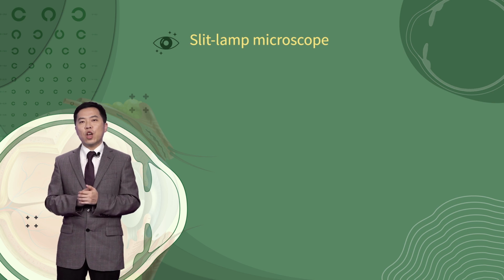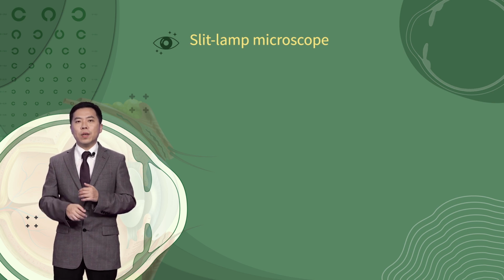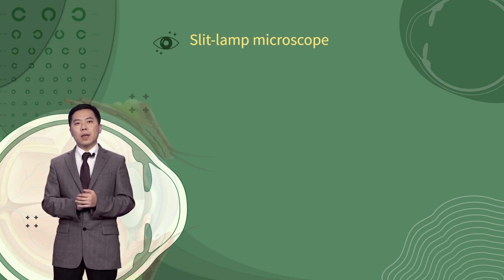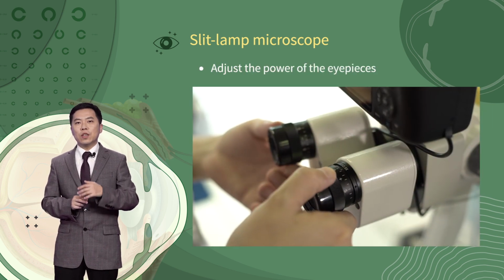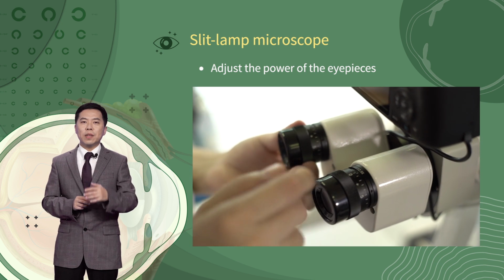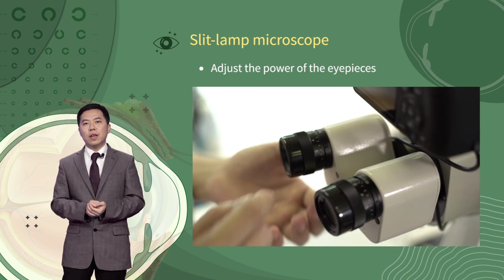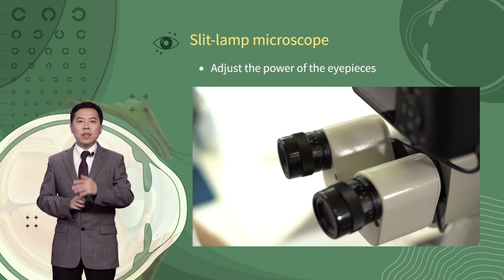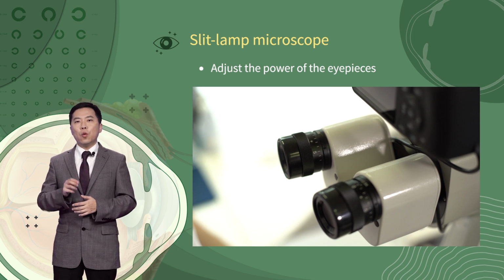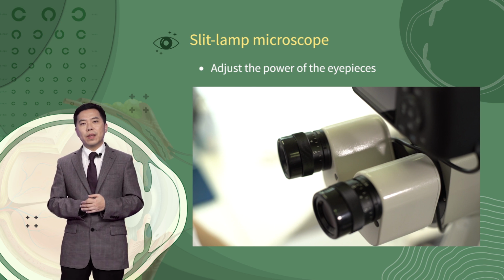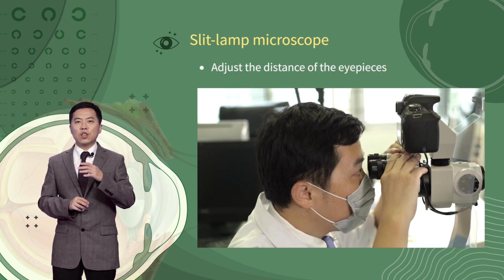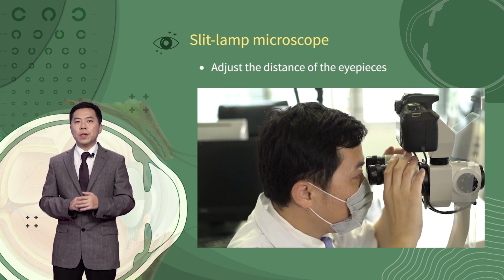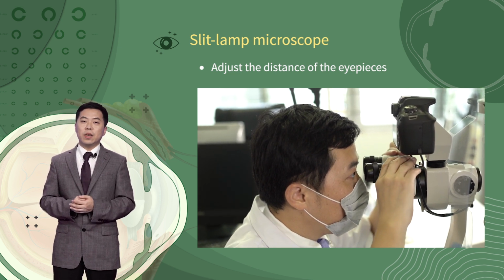Before we start the exam, the slit lamp microscope should be well set up. First, the power of the eyepiece should be adjusted according to the examiner's refractive error. If the examiner is emmetropic or wearing glasses, the power should be set at 0. Second, the distance between the eyepieces is adjusted according to the interpupillary distance of the examiner.